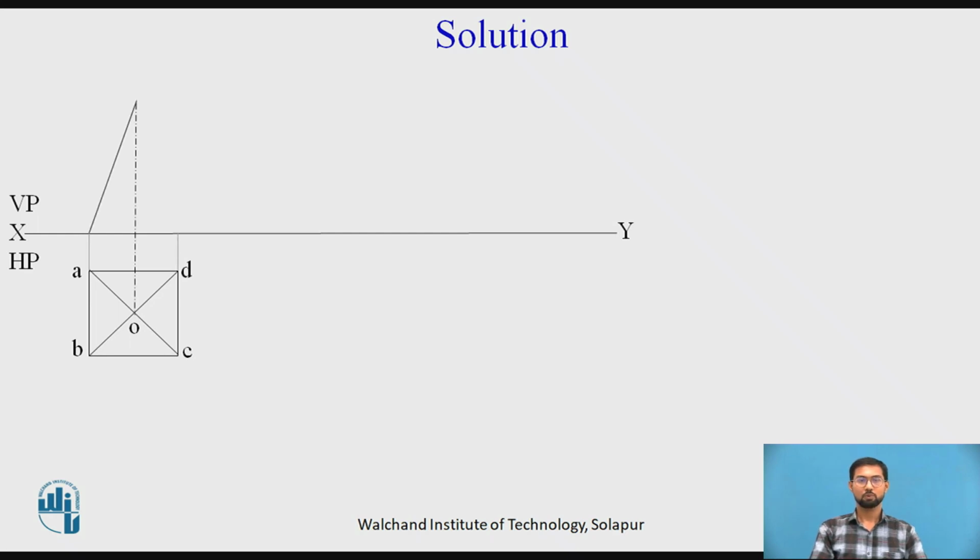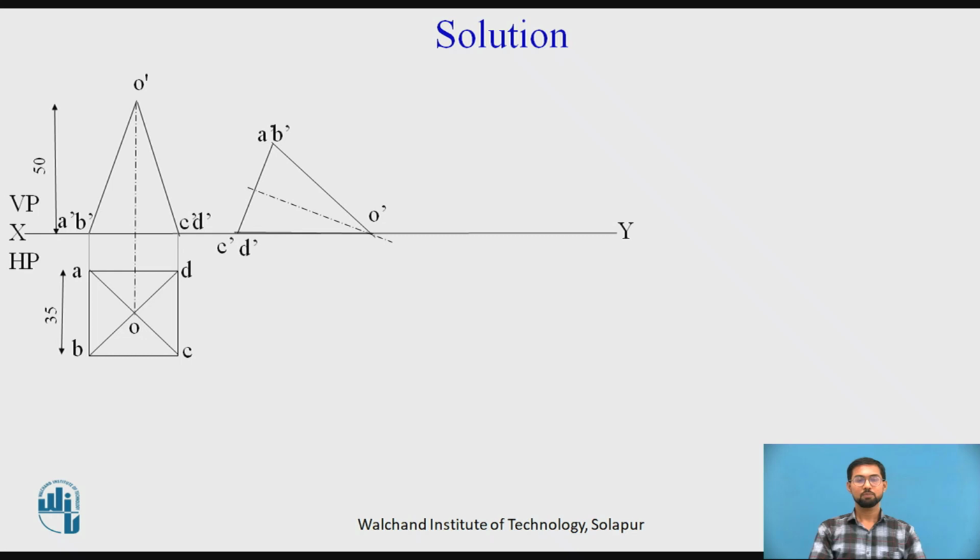We have to take the projectors. From the end points we will mark the apex. So A dash, B dash, D dash, C dash, we have to mark for the bottom of the square pyramid. Then O dash will be our apex point. Remember, O dash will be our apex point. And we give the dimensions also: 35 for the base of the square, and 50 is our axis height.